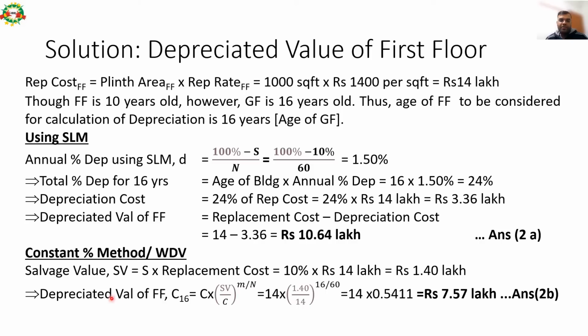Then the depreciated value of the building is equal to this formula we have already derived in the last session. So RCN multiplied by salvage value in absolute terms divided by RCN in absolute terms, raised to the power age divided by life. So 14 into 1.4 divided by 14, raised to the power 16 divided by 60. So this factor we will get, and the value of the property using the first floor using the WDV method is equal to 7.57 lakhs. This is the answer to question number 2, part B.